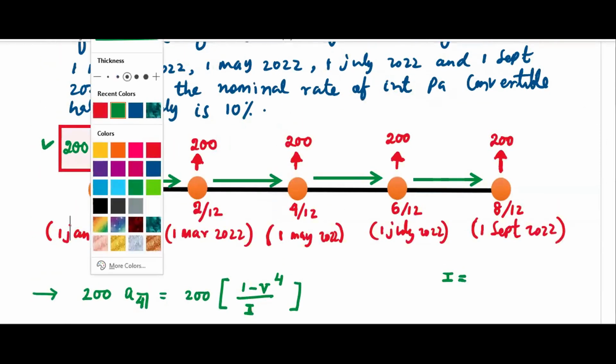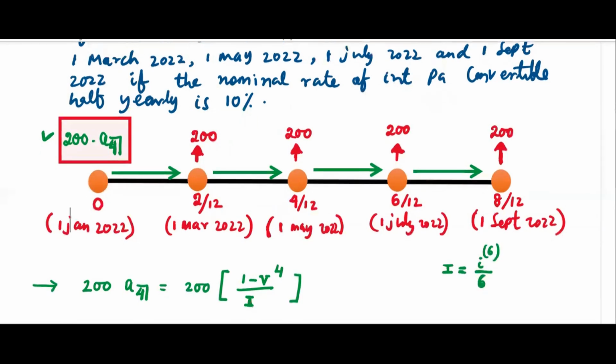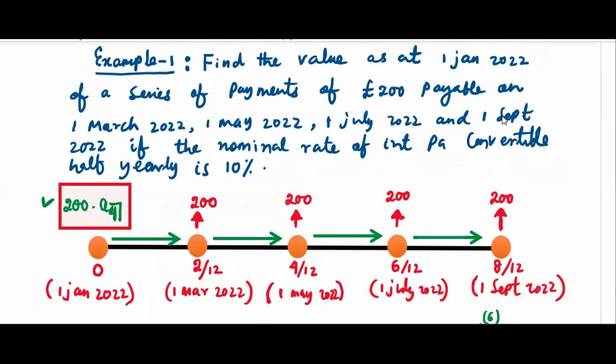So let's continue with the problem. Here, i6 divided by 6. This is what you need to find somehow. Then you see whether i6 is given in the question or not. What is given in the question? Convertible half yearly is given. So given is i2. What is given in symbols? Who can answer? What is given?